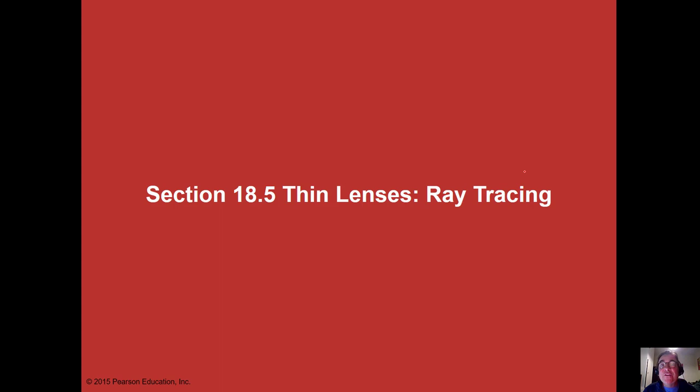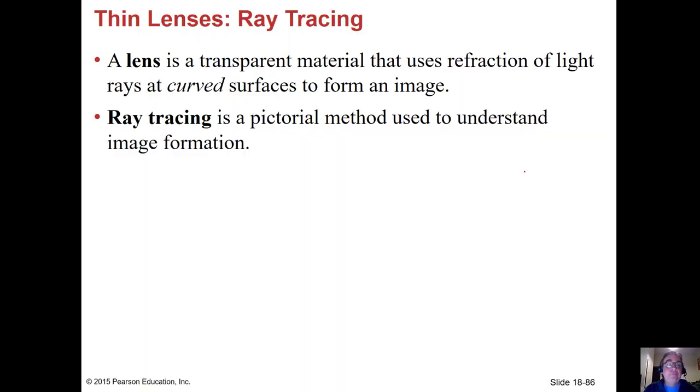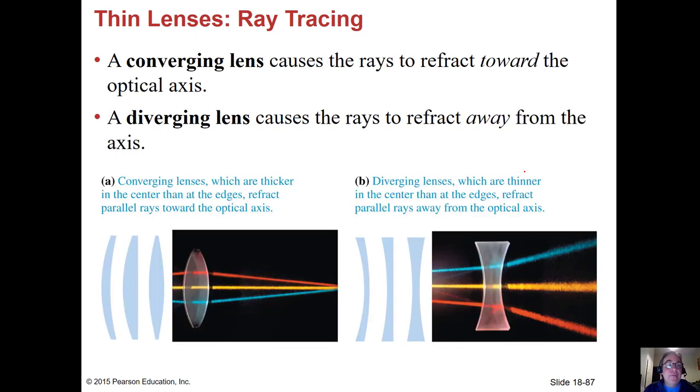So each of them will give you the correct answer. Probably the ray tracing is good as an idea to kind of get an idea where the image is going to be formed. But probably you'll use the equation more. So a lens is a transparent material that uses the refraction of light at curved surfaces to form an image, and ray tracing is a way to actually figure out where this image is going to be formed.